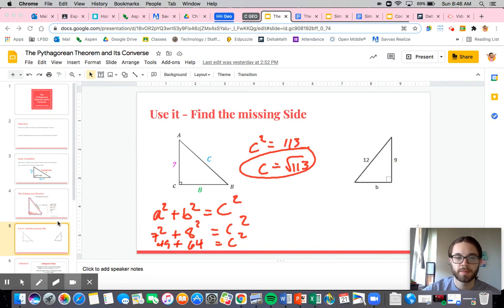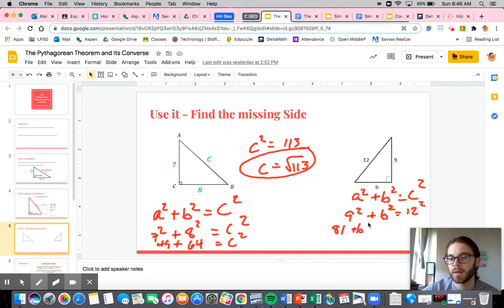Now, this one over here, we know that, again, a squared plus b squared equals c squared. So we have that 9 squared plus b squared, because we don't know b, is equal to 12 squared, right? So I have 81 plus b squared is equal to 144. 144 minus 81, so that would make me equal to b squared. What is that going to be? 63? Yes, 63. Yes, just confirmed it. So b is equal to the square root of 63.